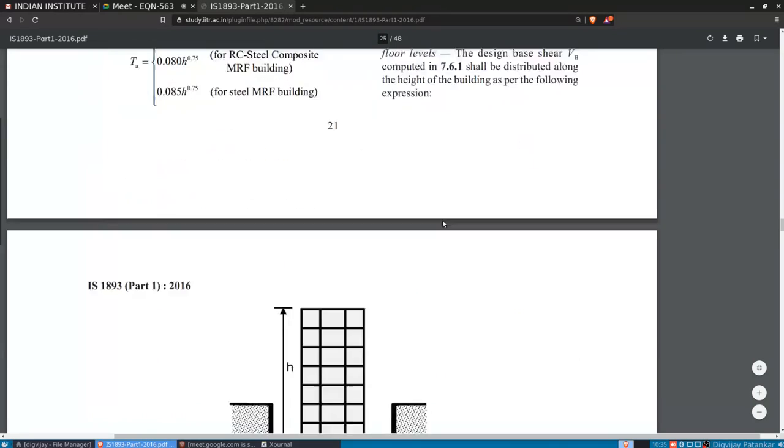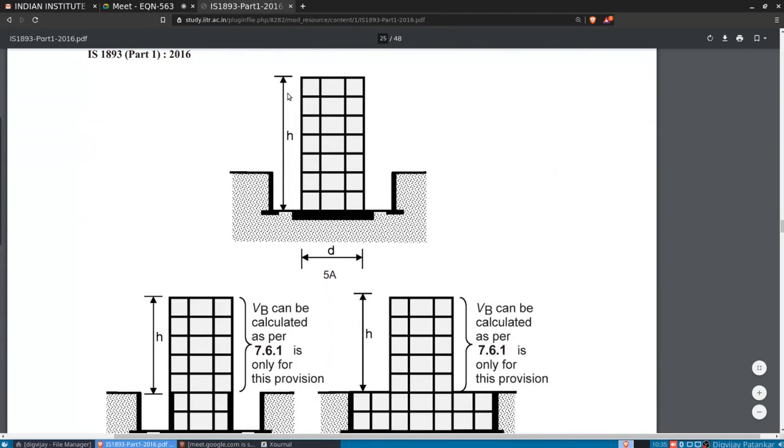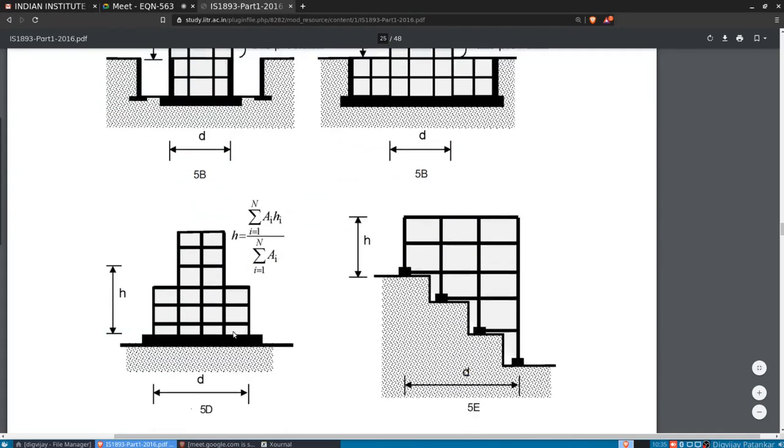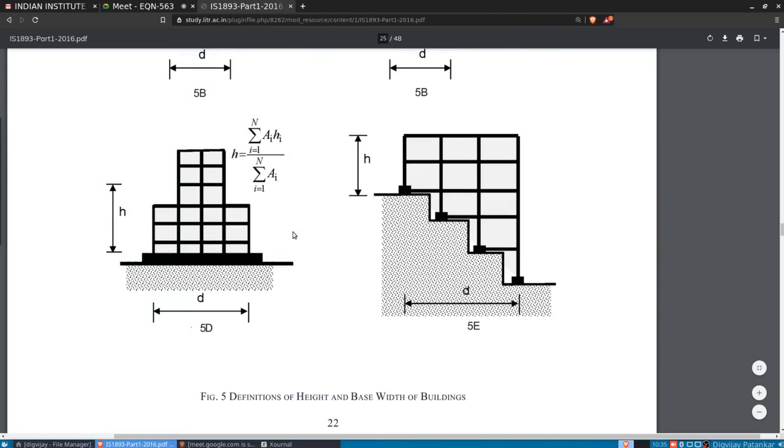And for easy access, the next page itself gives you, for various buildings, how to find out what the height and what the base width is. For this type of building, what is the height and what is the base width, and so on. For various types of buildings, you have height and base width calculations, how to find out that value. So that is given here.